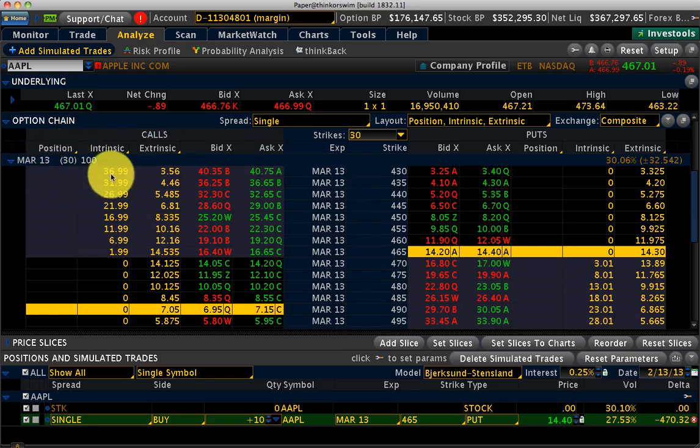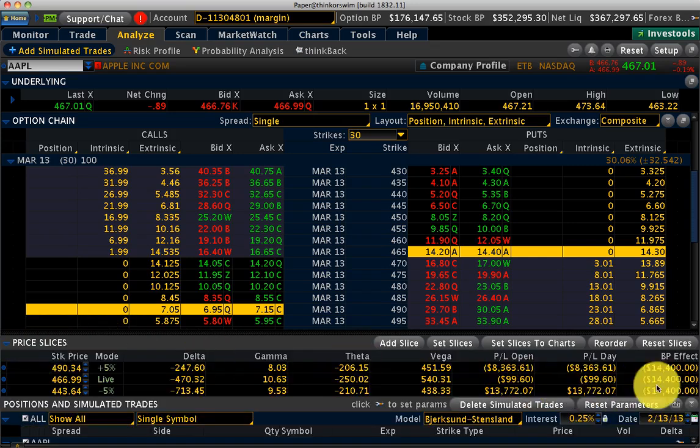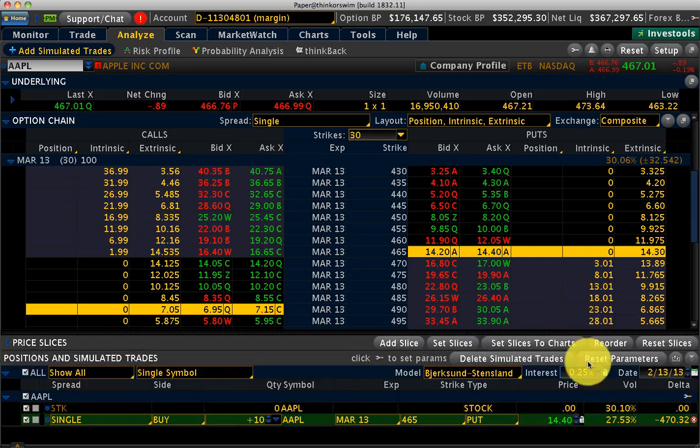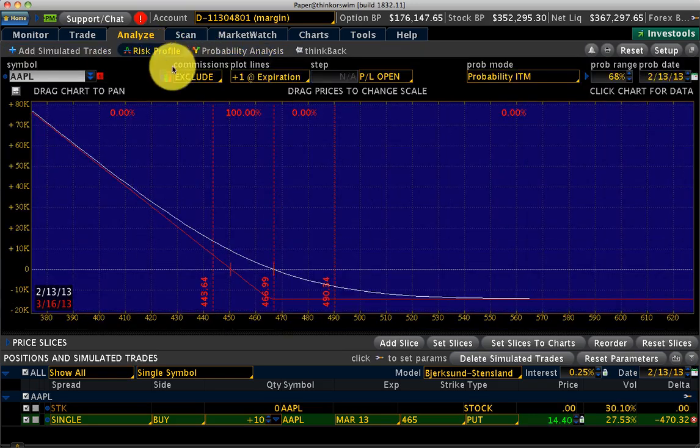If you felt that in the next 30 days, Apple was going to go down, then you would buy a put option. And you would buy this put option for $14.40, and that would take up a margin of $14,400. So if you bought this put option, then you look at the risk profile. And now, if you recall our slide, this is what a put option buyer looks like.